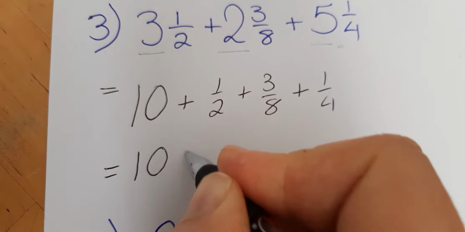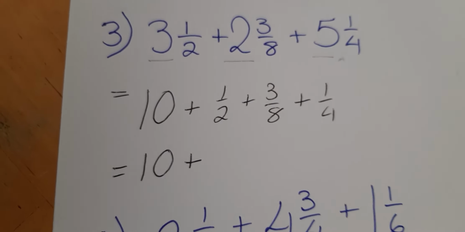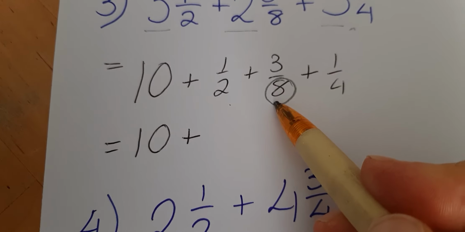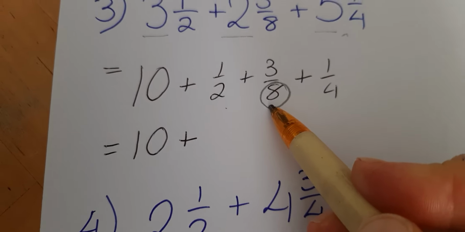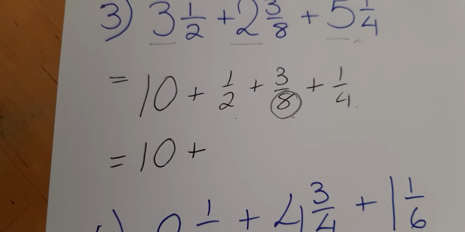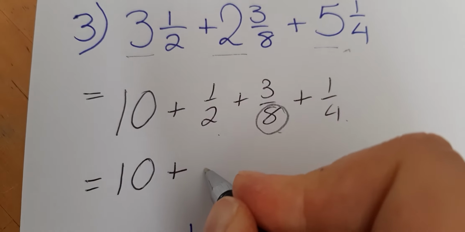That's 10 plus, we need to find the lowest common denominator. The highest denominator is 8. Does 2 go into 8? Yes, it does. Does 4 go into 8? Yes, it does. So that makes it quite easy for us. We know that the new denominator will be 8.